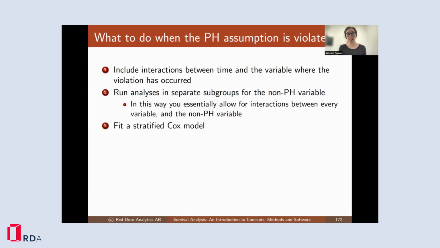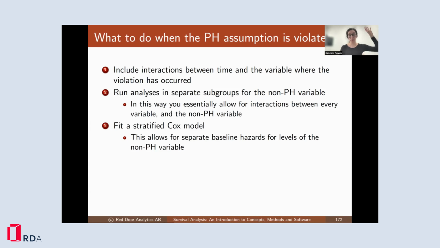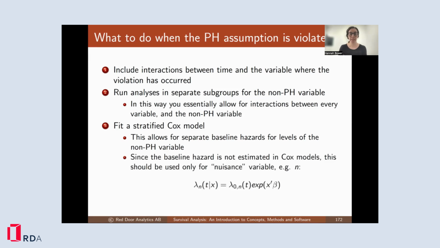Another option would be to fit a stratified Cox model. So this basically allows for separate baseline hazards for levels of the non-proportional hazards variable. So if we take the grade variable as our example, what it does in the background is that it allows for the separate baseline functions. So although in the Cox model we don't directly estimate the baseline hazard function, you can imagine that it does allow these to be completely different. So the shapes don't have to be related to each other at all for the grade not being 3 and the grade being 3 for that specific example.